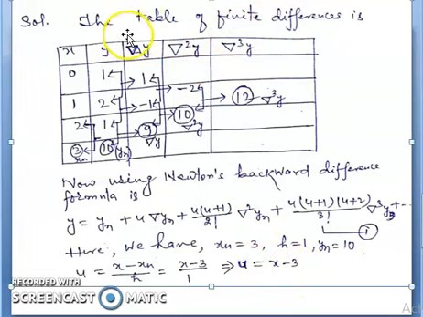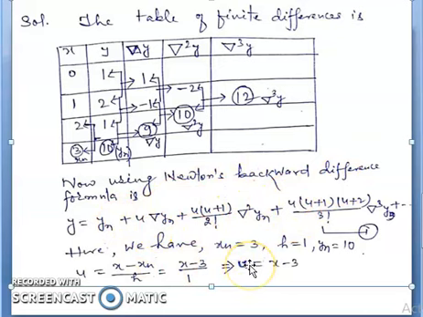Again I repeat the process. First we draw the table of finite differences. This is the x column already given. This is the y column already given. First we find del y, the difference between y values, and put it in the middle, the difference between these two, put in the middle, the difference between these two, put in the middle. Then we find del square y. Again the same process, minus 1 minus 1, that is minus 2, 9 minus minus 1, that is 10, and the difference between these two is 12, by using the Newton backward difference formula.